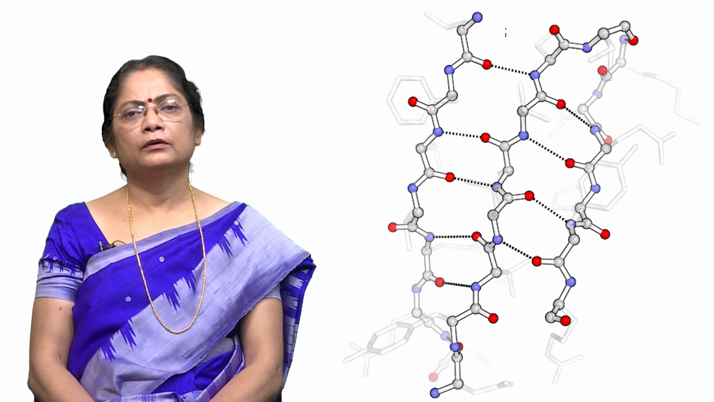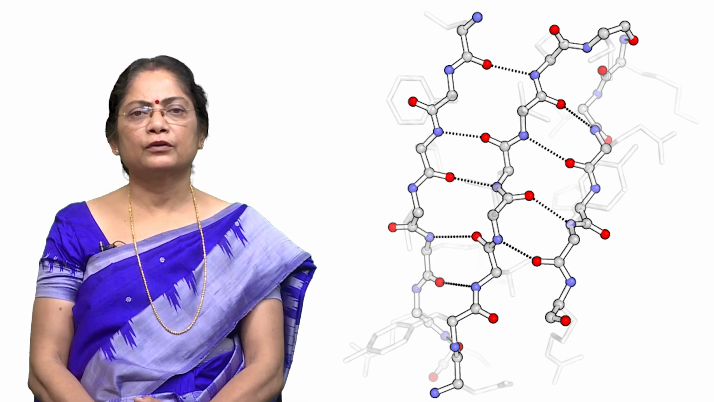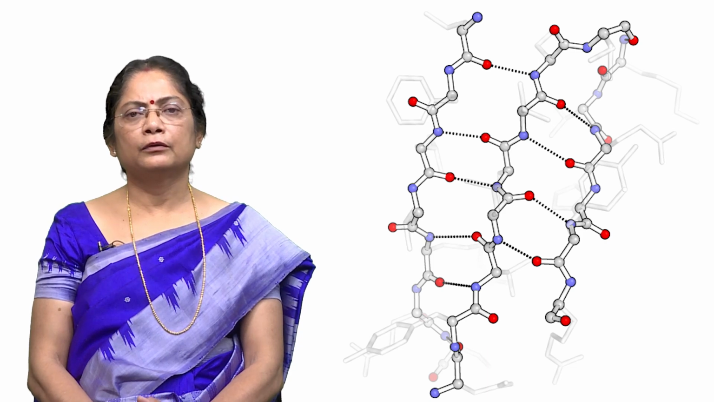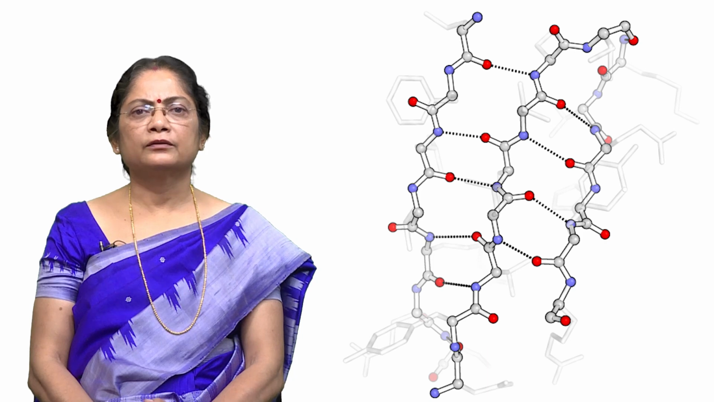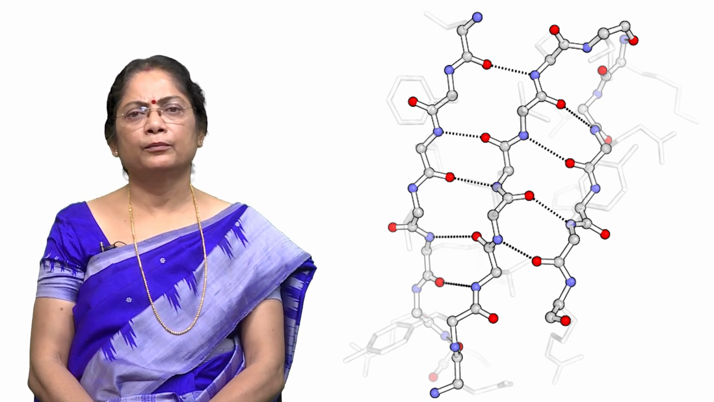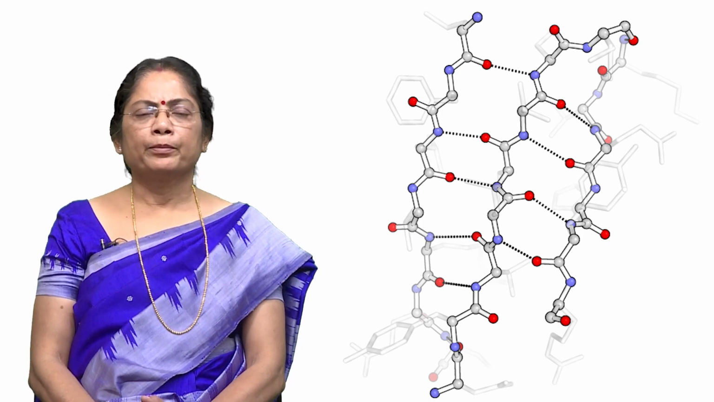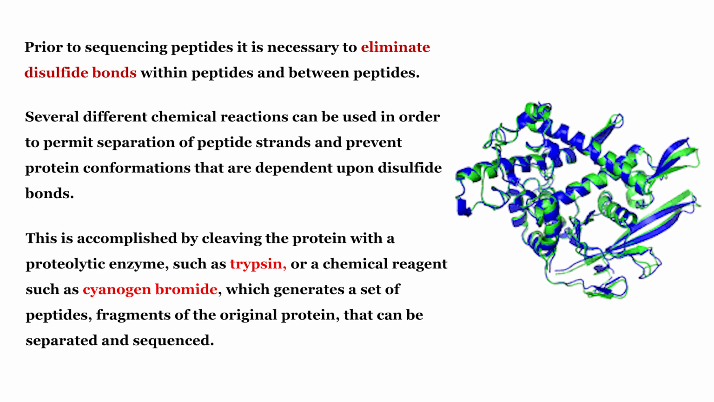Suppose they are of quaternary structure, so we have to separate both of the strands, or if we are dealing with secondary structure such as beta pleated sheets, we have to separate the strands and then prevent protein conformations that are dependent upon disulfide bonds. Now, how is this done? This is accomplished by cleaving the protein with a proteolytic enzyme such as trypsin, or a chemical reagent such as cyanogen bromide.